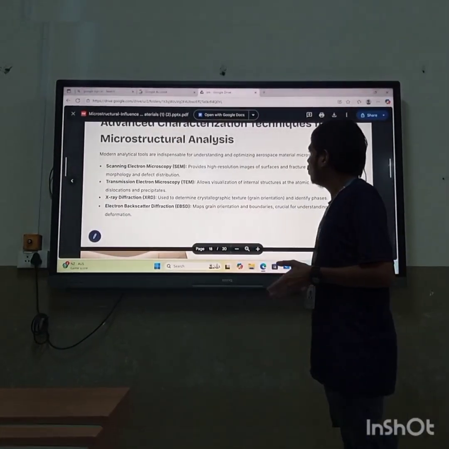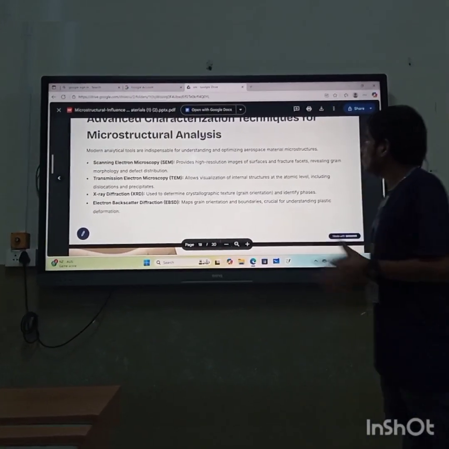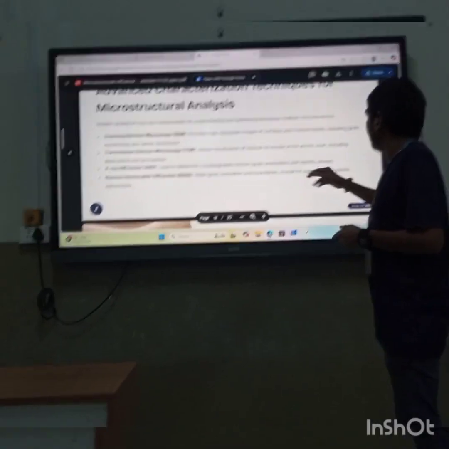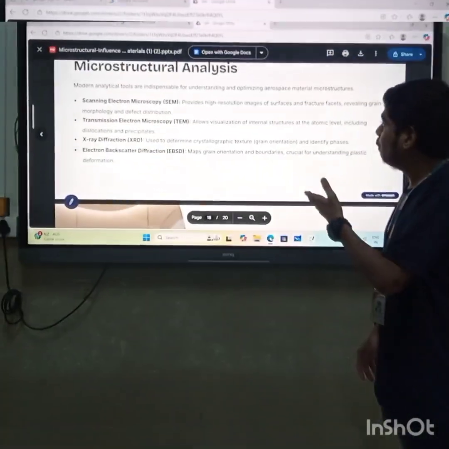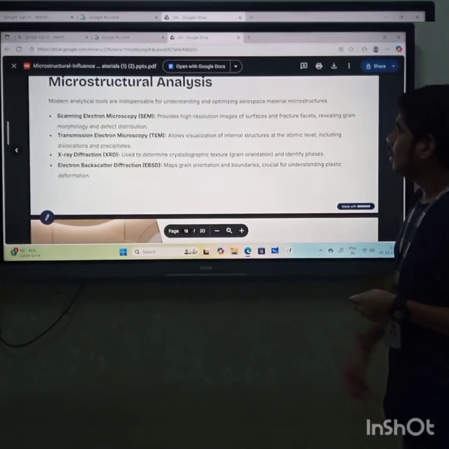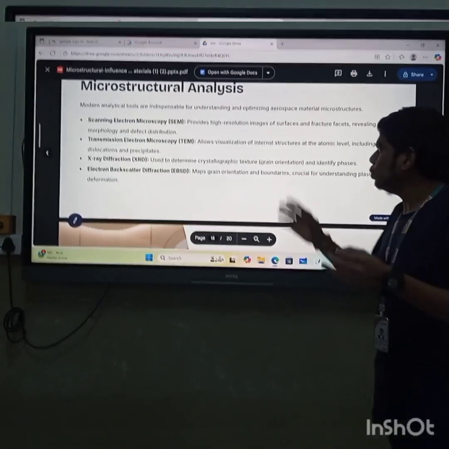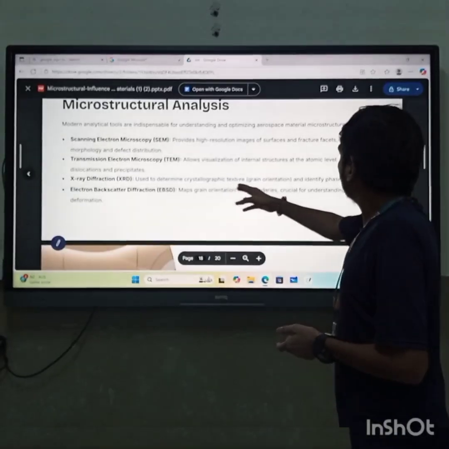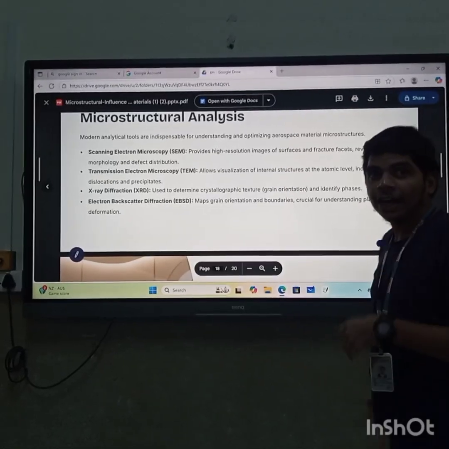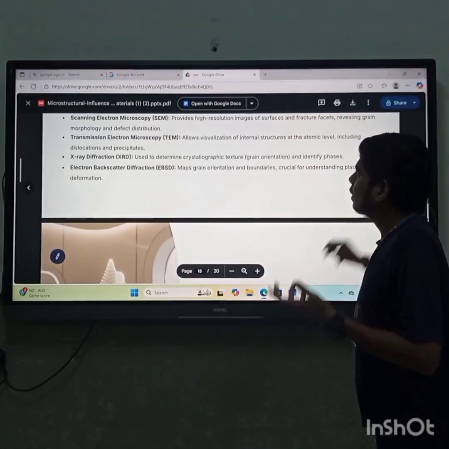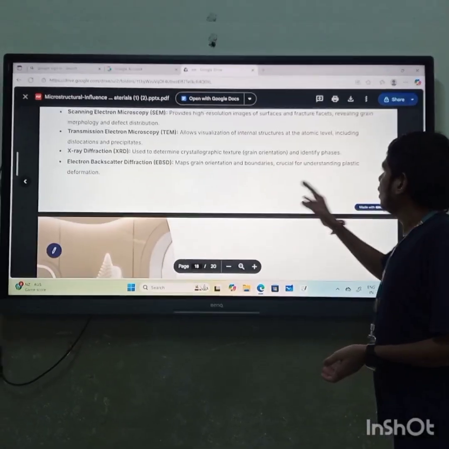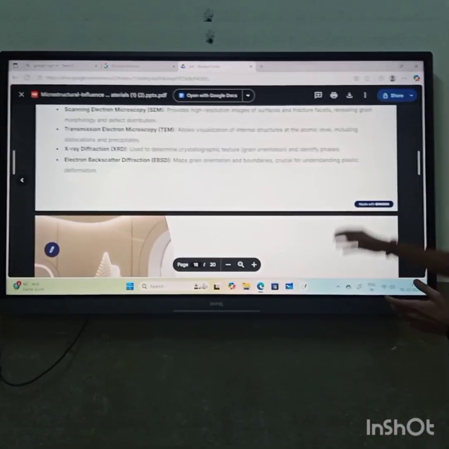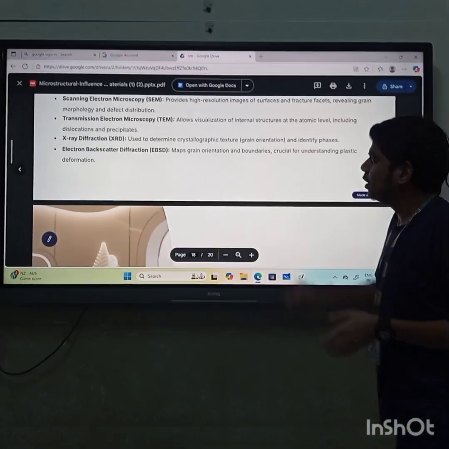Next, transmission electron microscopy allows visualization of internal structures at the atomic level, including dislocations and precipitates. Then X-ray diffraction is used to determine crystallographic texture, grain orientation, and to identify phases. Then electron backscatter diffraction maps grain orientation and boundaries, crucial for understanding plastic deformation.